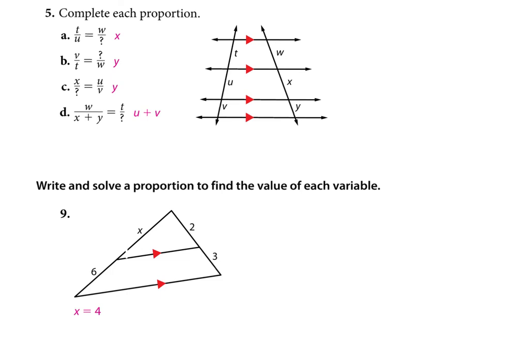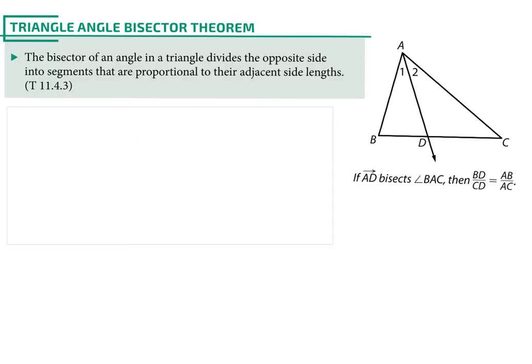You could have done this a multitude of ways, but 2 over 3 should equal x over 6, which gives you 4 when you do your cross multiplication. This is your angle bisector theorem. The bisector of an angle in a triangle divides the opposite sides into segments that are proportional to their adjacent side lengths. So we have this angle bisector here.